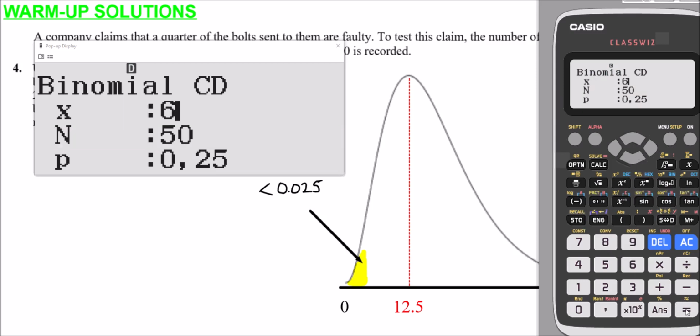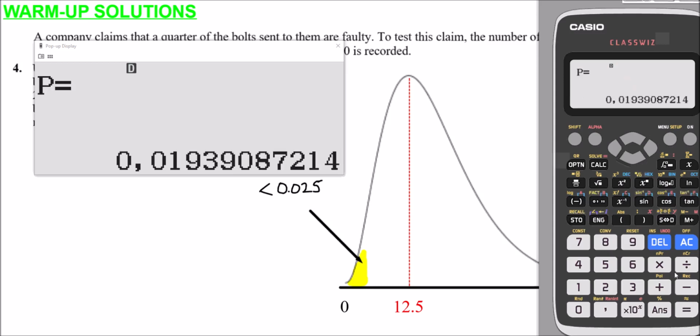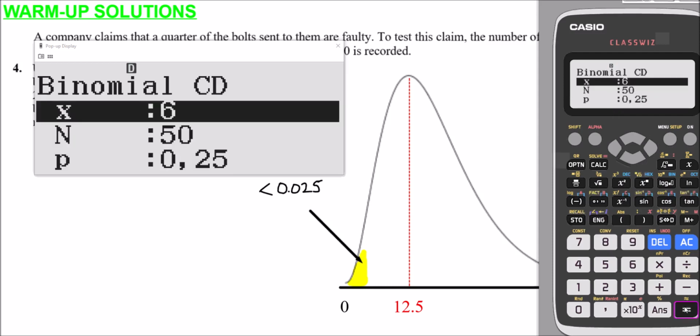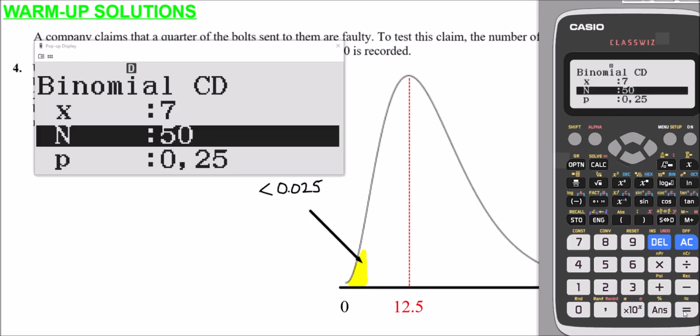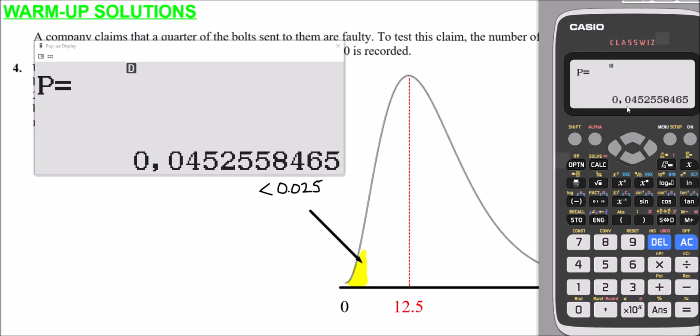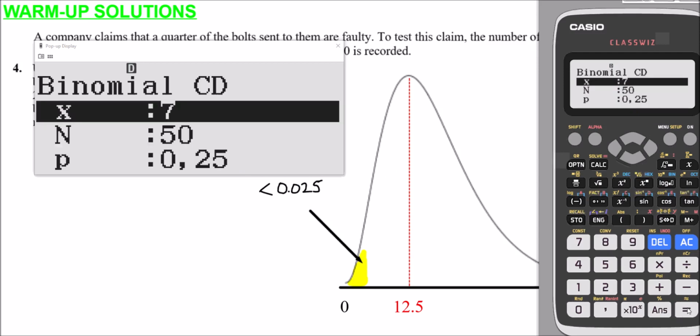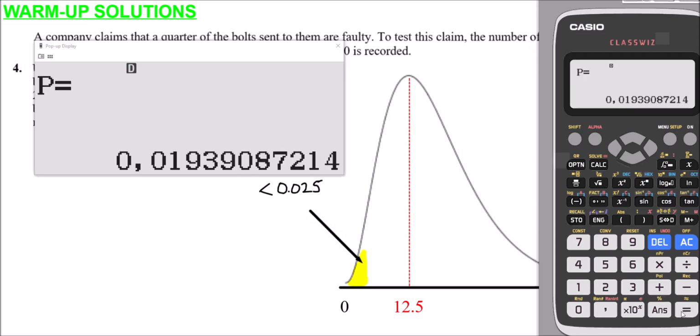So let's go for, I don't know, let's say maybe 6 bolts out of 50 is faulty. Will that give us somewhere close to 0.025? Well, fairly close actually, 0.019. But let's see if we can go slightly higher. How about 7? 7 gives us 0.045, which is actually above 0.025, so that's too high. So for 6, 0.019, that was the biggest value we can have, which doesn't go above 0.025.